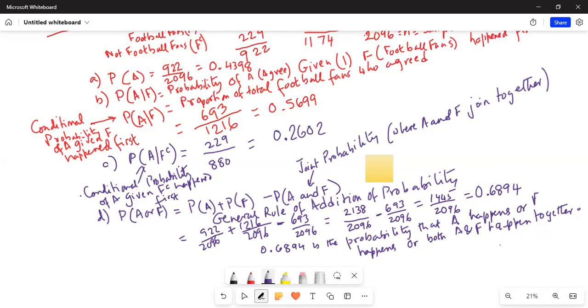So here in this problem, we saw application of conditional probability, joint probability, and the general rule of addition of probability. If you still have any question, you can write me a note. I will reply to you as soon as possible.